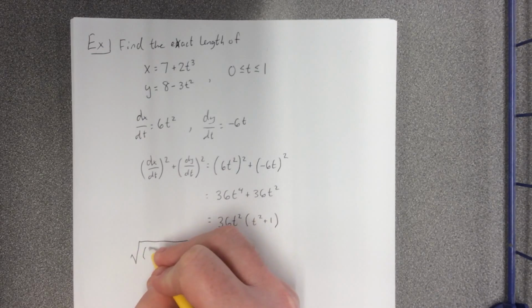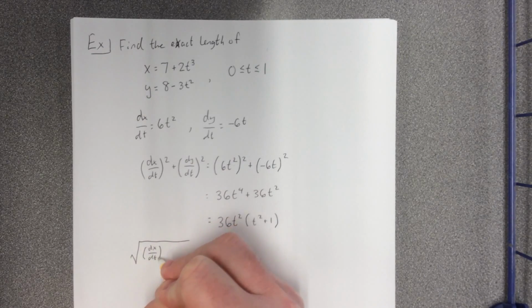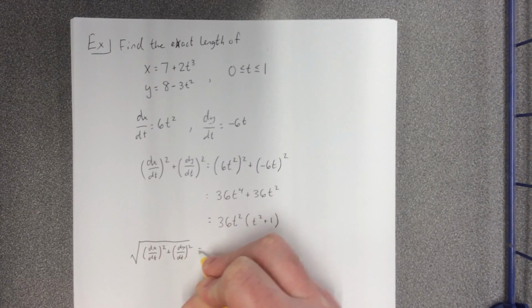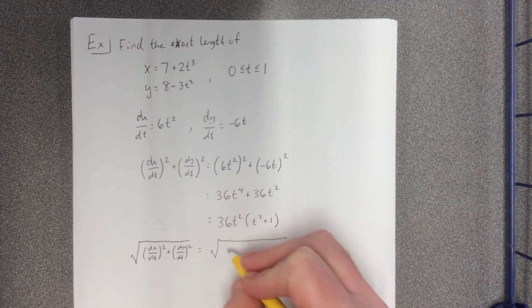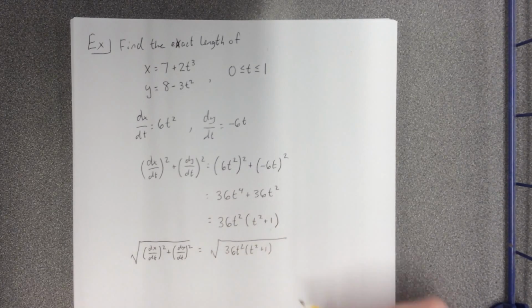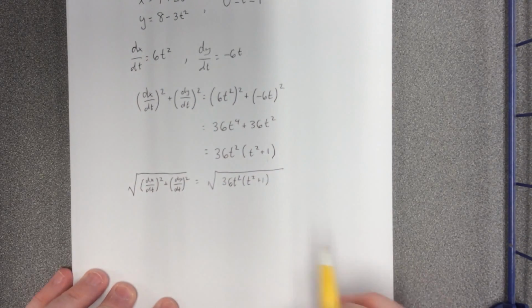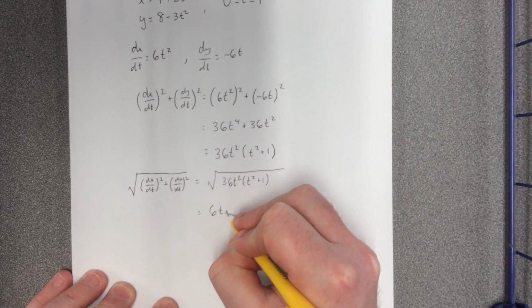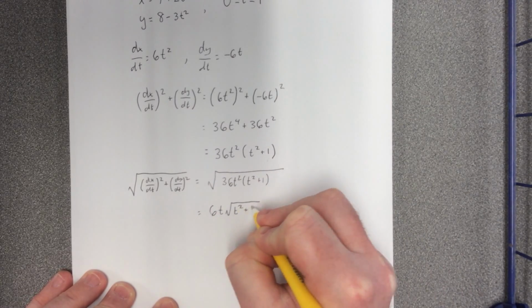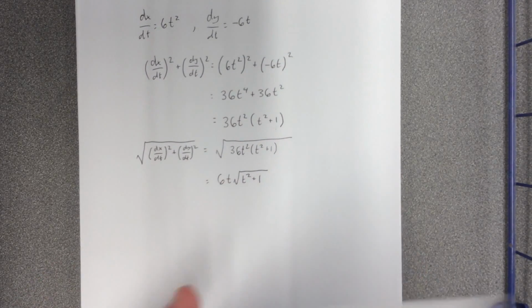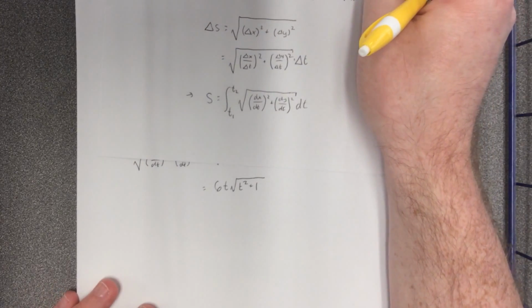So the thing that I'm going to be integrating is what I get after I take a square root of all of this. So taking the square root of 36t squared times t squared plus 1. Normally when I take the square root of something squared, I'd have to use an absolute value, but because we're only using non-negative values for t anyway, this will be 6 times t times the square root of t squared plus 1.